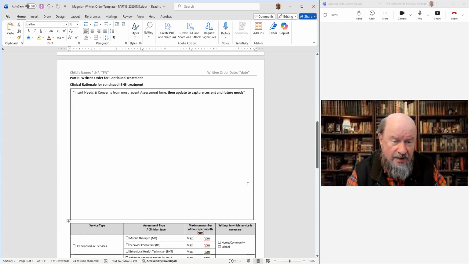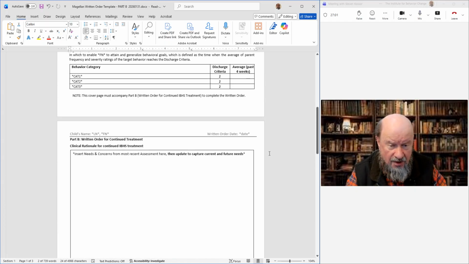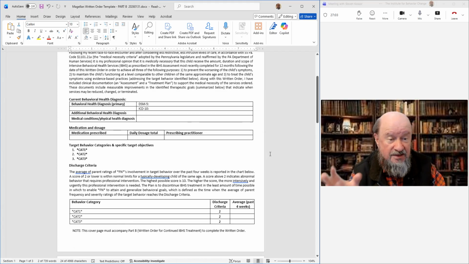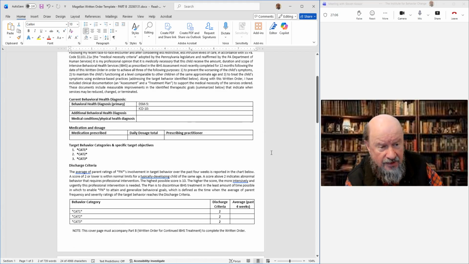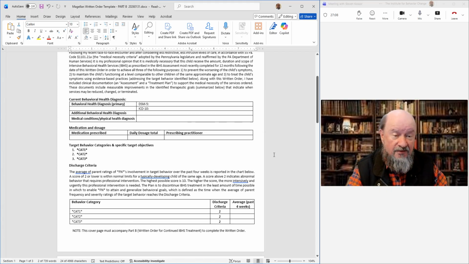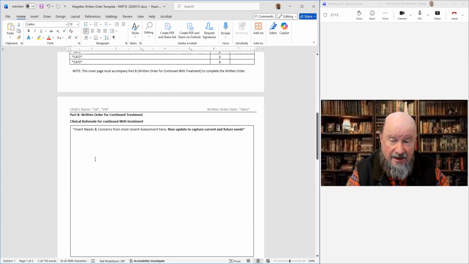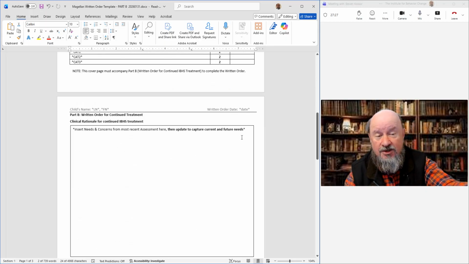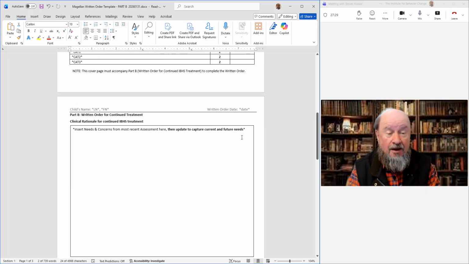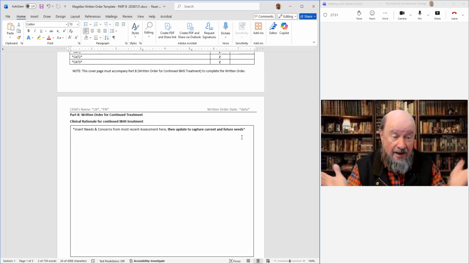The written orders created for CCBHO in Delaware County are based not on Microsoft Word documents, they're based on PDFs that you have to fill out. But it's the same basic process. You still have to include that information from the needs and concerns and the most recent assessment, copy, paste, but don't forget to update it to capture the current and future needs that the child is likely to have in the coming 12 months. There you have it.